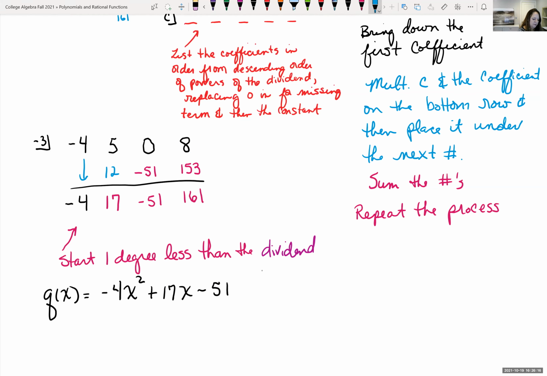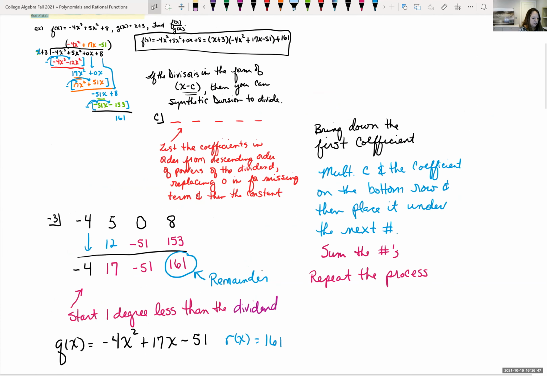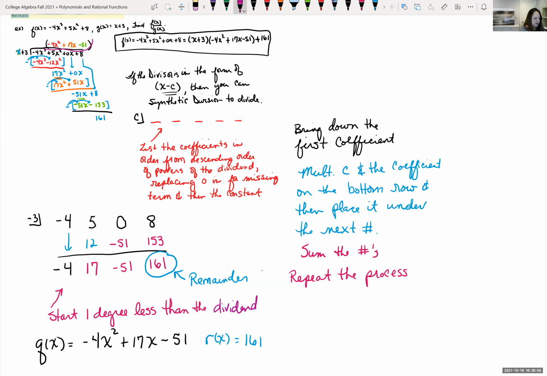And the last number, this is always the remainder. So our r of x, and I guess they did a little r, is equal to 161. Let's just go back. That's exactly what we got with long division. So our quotient was up here, this -4x squared plus 17x minus 51. And our remainder was 161.